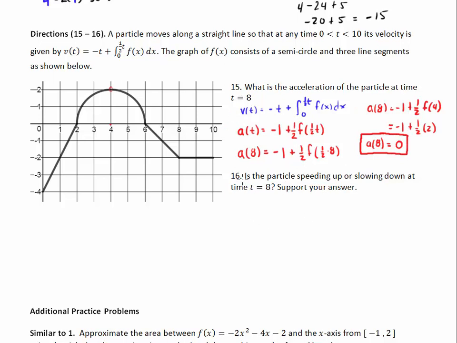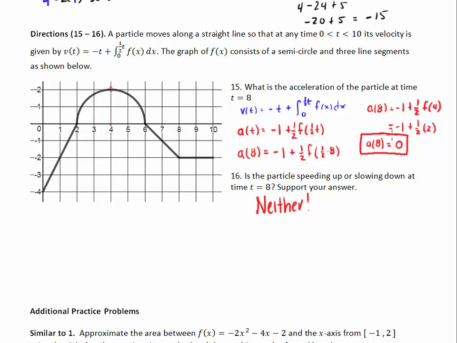And then, if you look at 16, the question says, is the particle speeding up or slowing down at time t equals 8? Well, if it's speeding up or slowing down, that means its velocity is changing, right? Which means that there is some sort of acceleration going on, because that's the change in velocity, right? Well, we know for a fact from problem 15 that at time t equals 8, there is no acceleration. So the question is, is the particle speeding up or slowing down? The answer is neither, because the acceleration is 0.